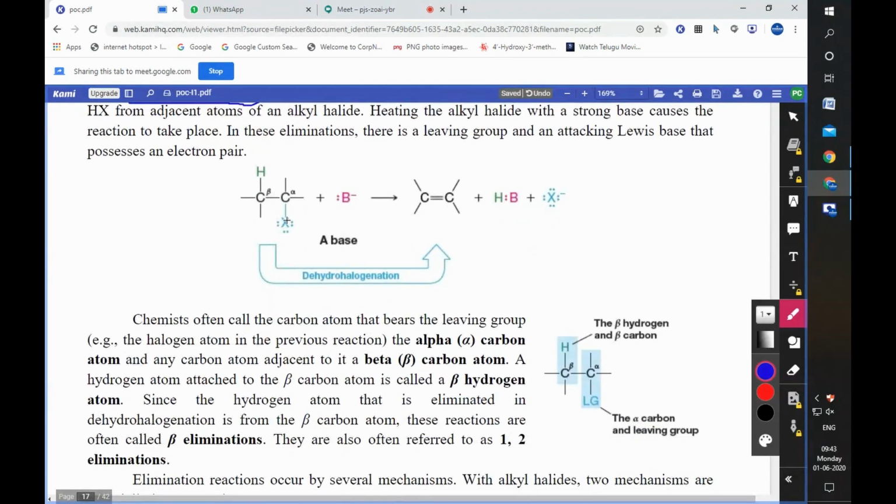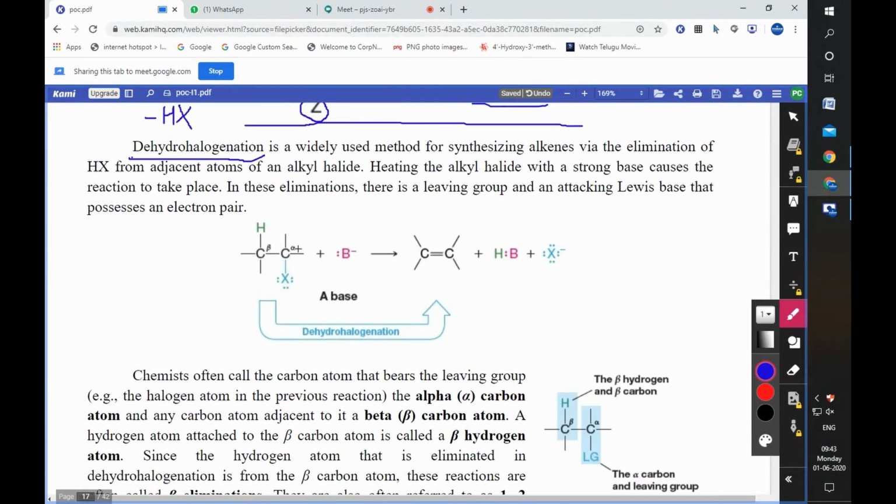The general reaction of dehydrohalogenation looks like this, when alkyl halides are treated with a base. What is meant by base? Can anyone of you define the base? What is meant by base? Yes, a proton acceptor. A base contains a lone pair of electrons. Lewis bases are those that contain a lone pair of electrons, and they act as proton acceptors. Here the function of the base is to abstract a proton from here.